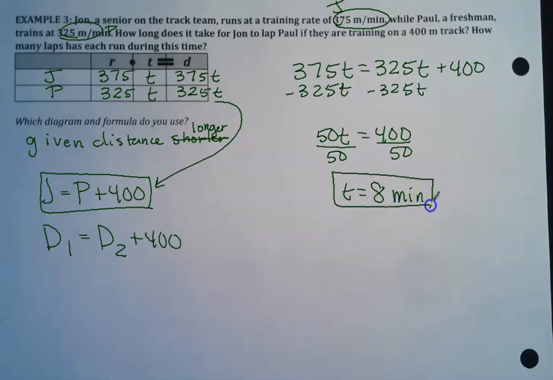And this is how long they both ran, right? So how long does it take? We answered this first question. How long does it take for John to lap Paul if they are training on a 400-meter track? Eight minutes. Then there's a second question. How many laps has each run during this time? Would you divide by 2 if he runs?